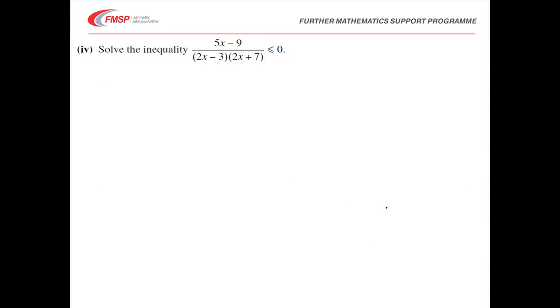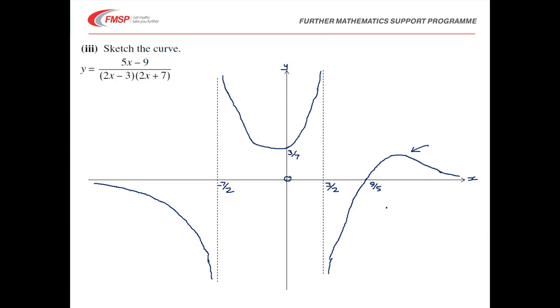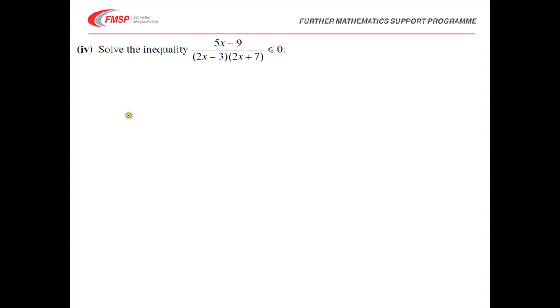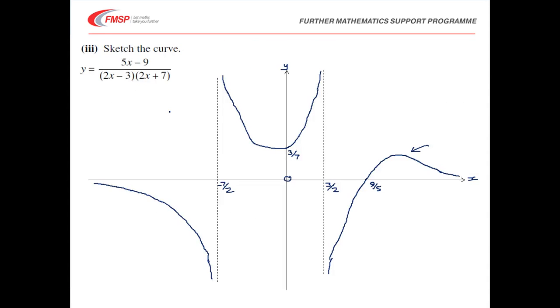Finally, we've got the inequality to solve. We're looking when the graph is less than or equal to 0. Well, it's negative up to minus 7 over 2. And then it's also negative between 3 over 2 and 9 over 5.